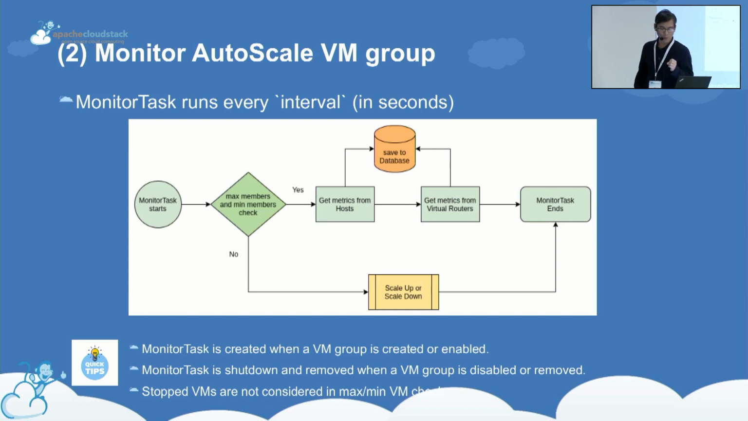The next step is to get metrics from the host, that means the CPU and memory, and then get metrics from CloudStack virtual routers. All of these statistics are saved into the CloudStack database. So the table is also new in our feature.